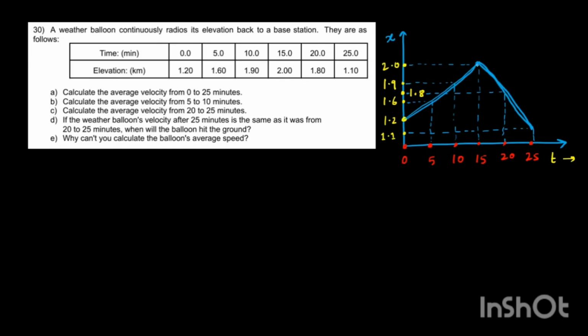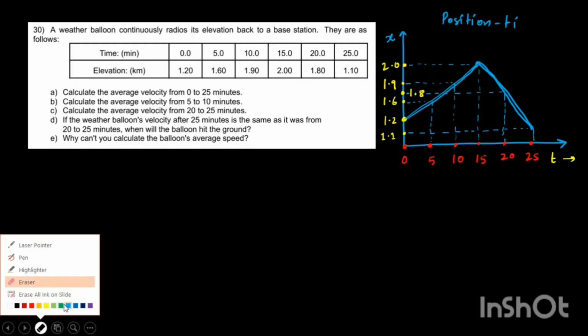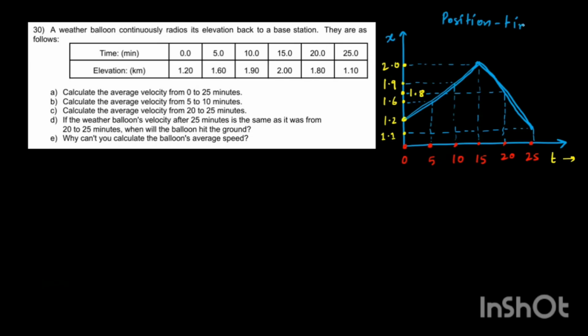Okay, so what have we drawn? We have drawn the position-time graph. Doing these kinds of questions through this method is very easy, and sometimes it almost clarifies the whole question when we just draw the graph or try to represent the situation graphically. It will help us a lot.